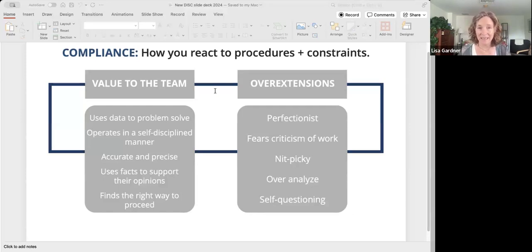In their overextensions, they tend to be perfectionists. They fear criticism of their work because they followed the rules. They did everything the way they were supposed to. They can be nitpicky and overanalyze, sometimes getting stuck in analysis paralysis. They'll often be self-questioning, like, did I follow all the steps? Did I do everything in my power to ensure success?